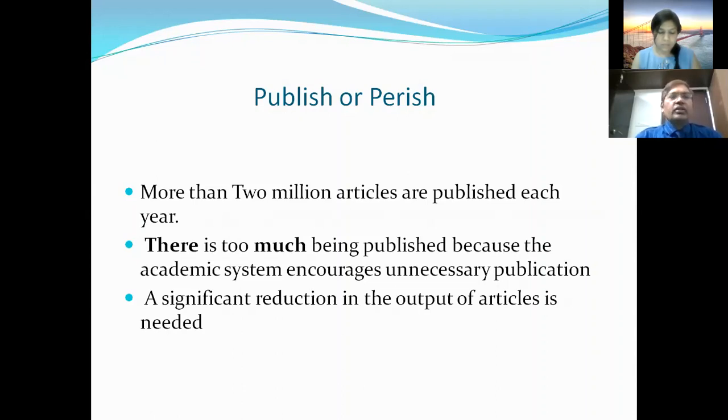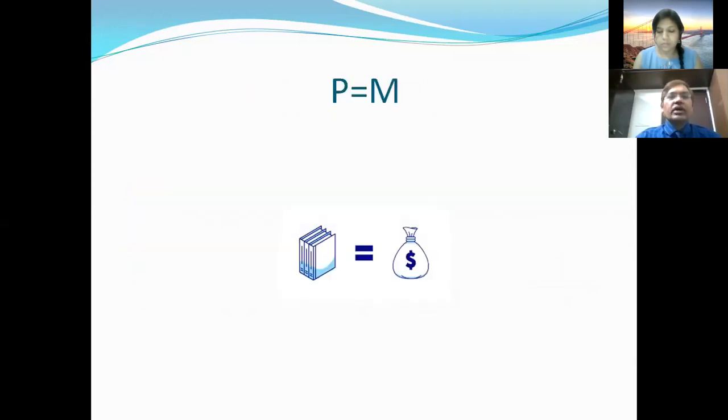Every year, more than 2 million articles are being published, and I believe more than that. The academic system is also encouraging unnecessary publications. People do not know any other option, but they have to go ahead and publish articles. I can put this in one simple equation, P is equal to M.